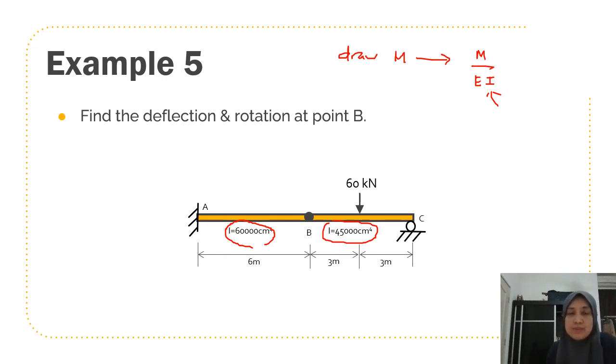So that's about it for the conjugate beam method. Hopefully you understand the step-by-step procedure. The difficulty of the question is, again, I can only show you one or two examples, and the rest you have to try on your own.